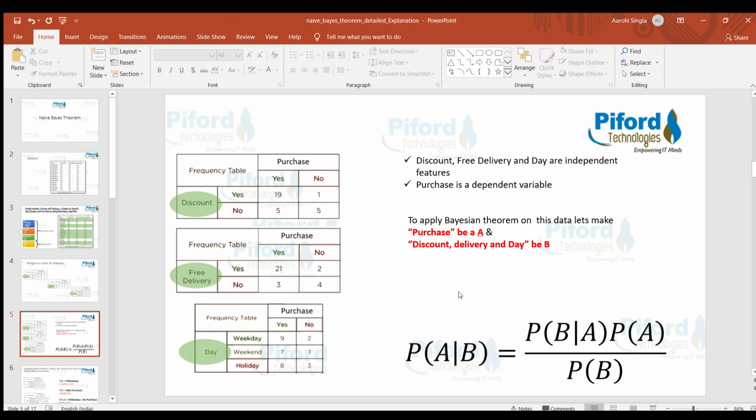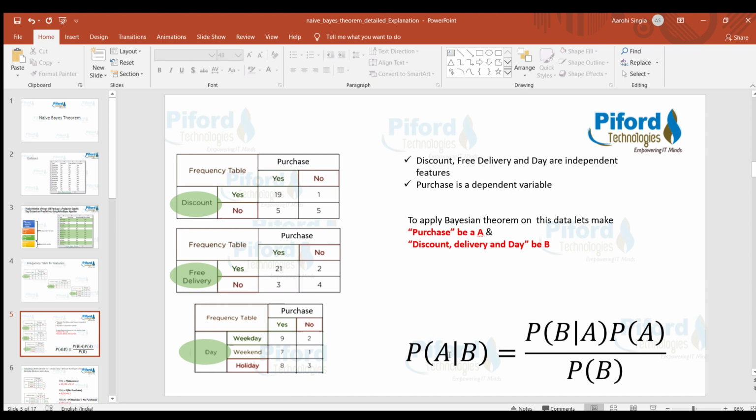So over here, assume A is the purchase column, because I want to apply this Bayesian theorem on this data set, and in this theorem we have A and B. A is the dependent variable and B stores the data of the independent variables, right? So what is the dependent variable in our case? The purchase column. So this is what I've written over here. Let's make purchase A. From now onwards, just think that this A is purchase.